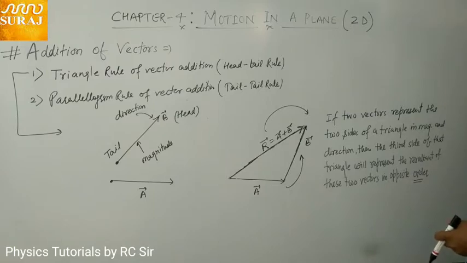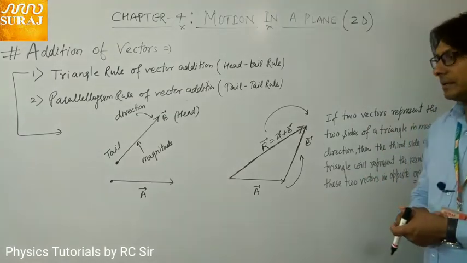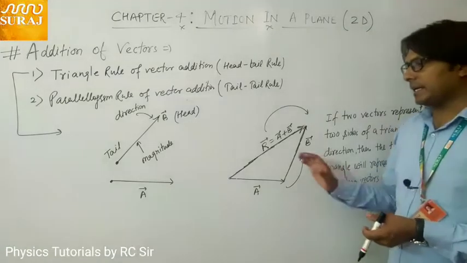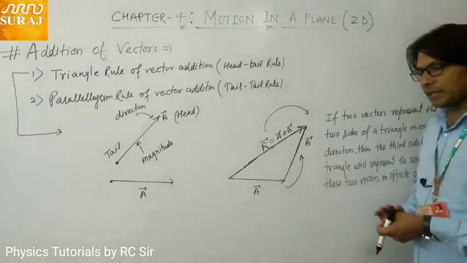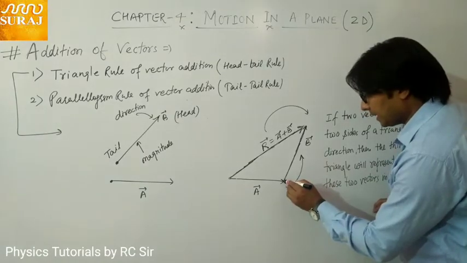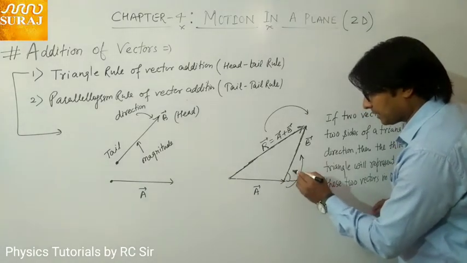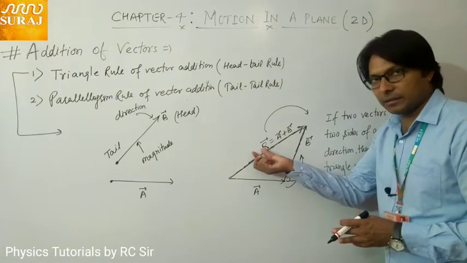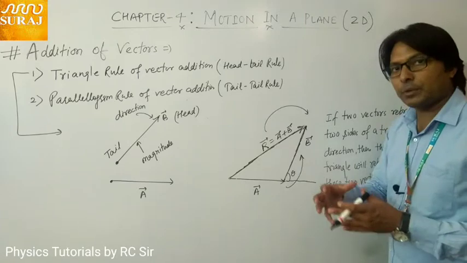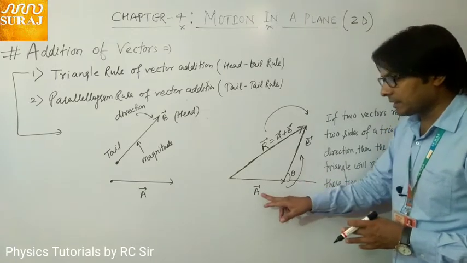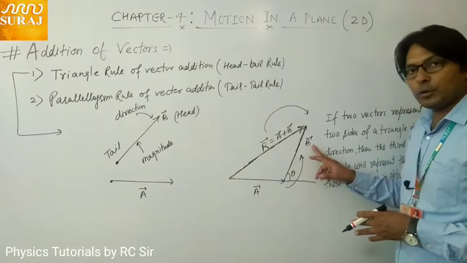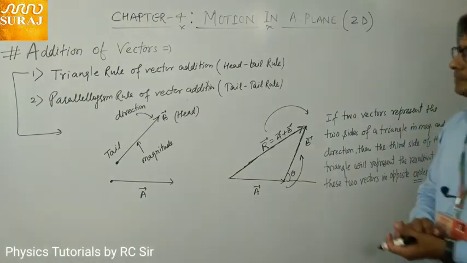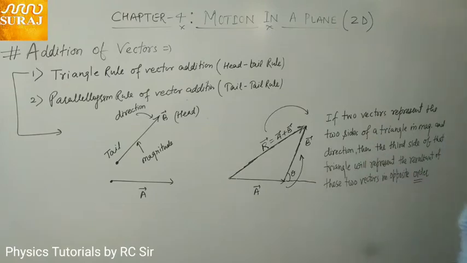Now let us discuss the mathematical expression for this resultant vector in terms of the angle between A vector and B vector. So suppose the angle between A vector and B vector is given as theta. So we want to derive the expression of this resultant vector, both magnitude and direction, in terms of the magnitude of A vector, the magnitude of B vector, and the angle between A vector and B vector. So you can note down this statement for the time being.